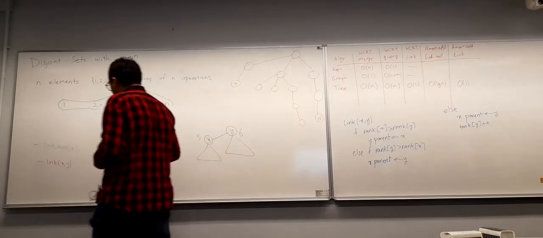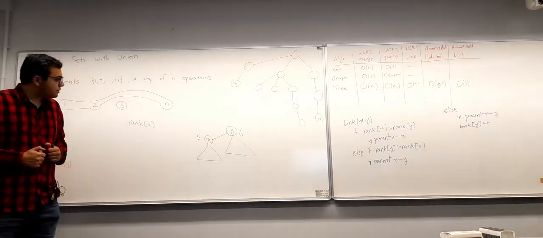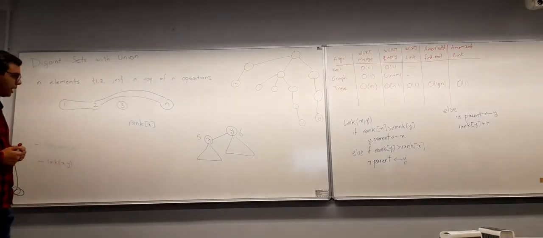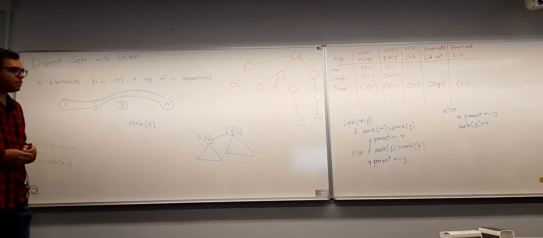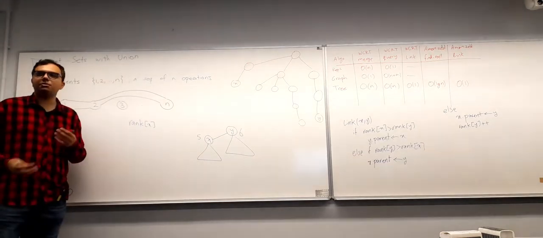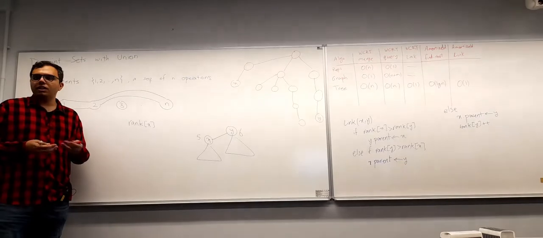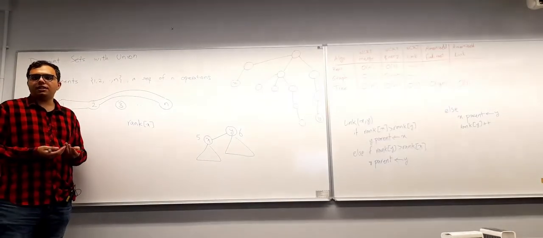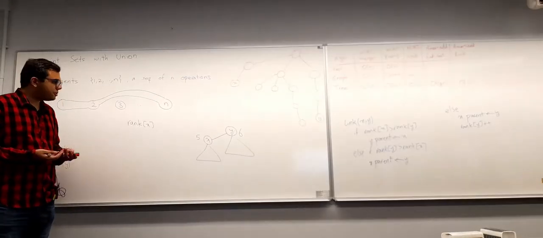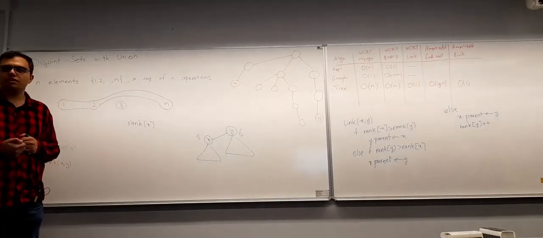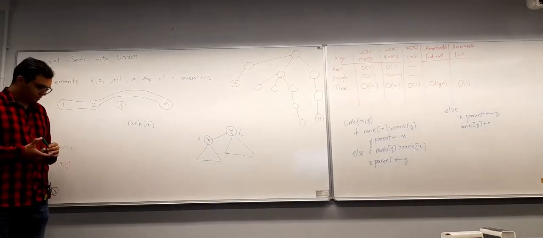Okay. So this is another way of doing it. And basically the rule is pretty much the same. We're always merging the smaller one into the larger one. But now instead of looking at the size of the subtree, we're looking at this notion of rank that we had.